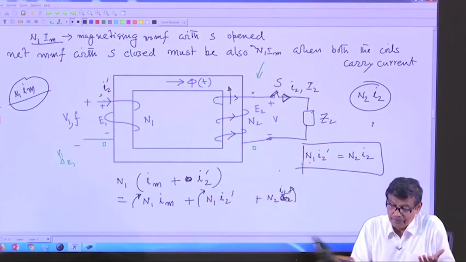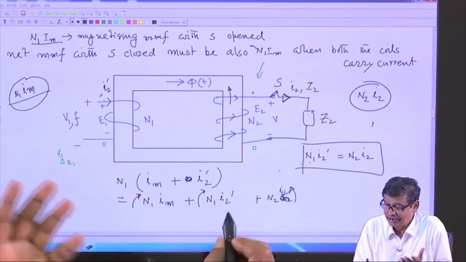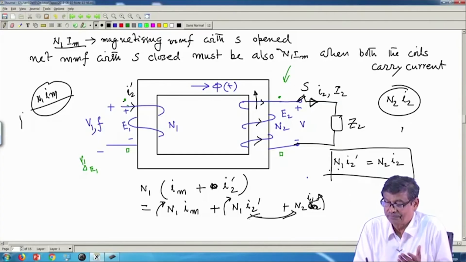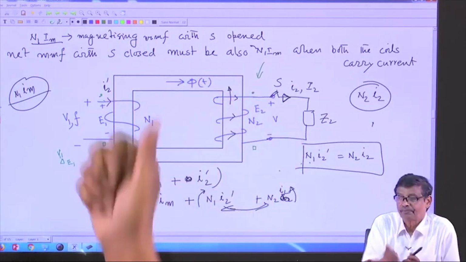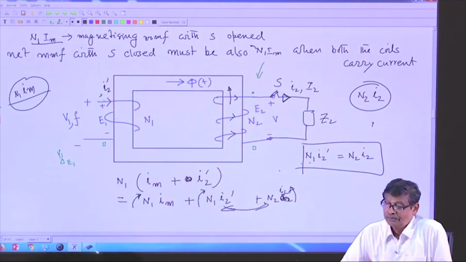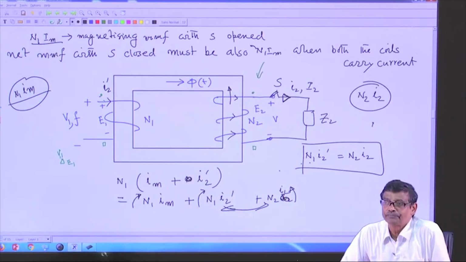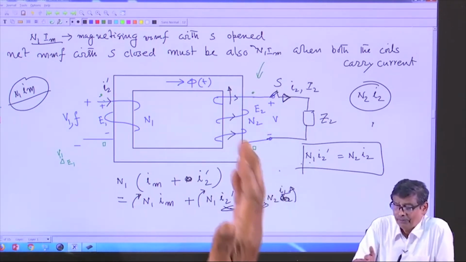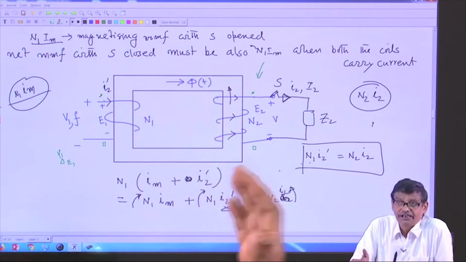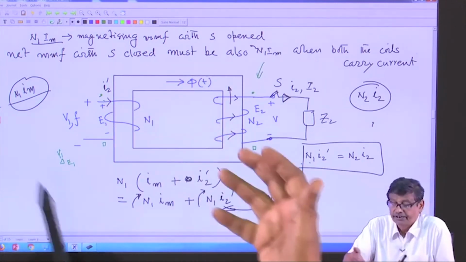Therefore, net MMF once again will be N1 IF, these two will cancel out, because from physical directions I know. So, this will be the thing. Later I will tell you about this whole lot of physical way of understanding the thing.